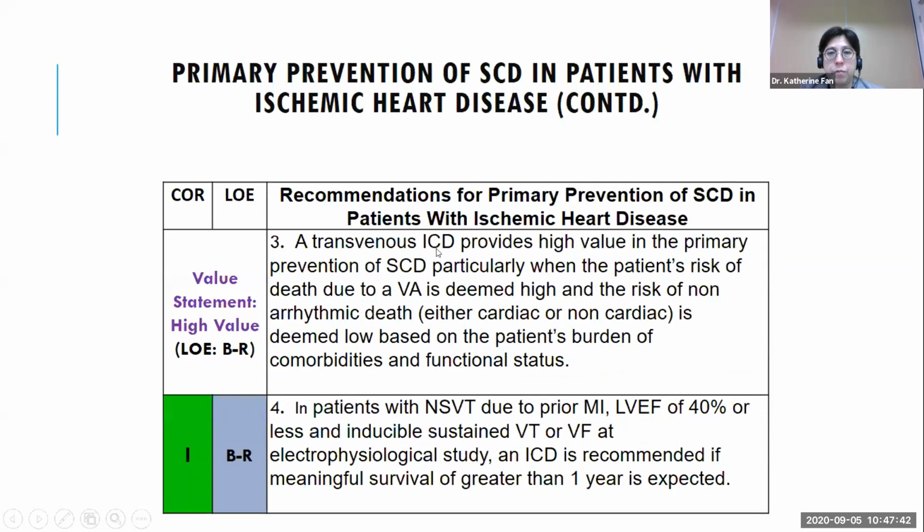On top of that, if you think patients are at significantly high risk due to VA, then you need to really go over the values of identifying high-risk patients. Then here is non-sustained VT due to prior MI, ejection fraction of 40% or less, and inducible VT or VF at EPS. So this is also another Class 1 indication. I kindly remind you that all Class 1 indications have this additional criterion: if you think that a meaningful survival of greater than 1 year is expected.